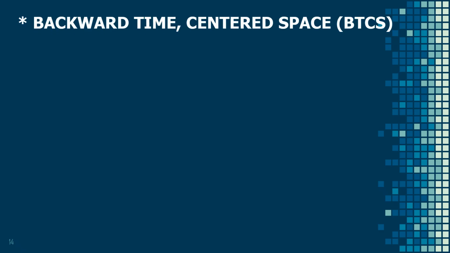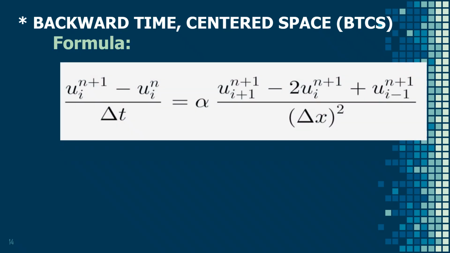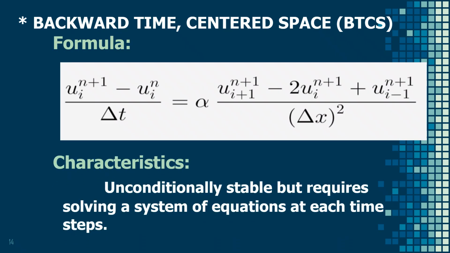The next under FDM is the backward time-centered space or the BTCS. So here is the formula that we can make use of for the backward time-centered space or BTCS. And its characteristic is that it is unconditionally stable but requires solving a system of equations at each time step.